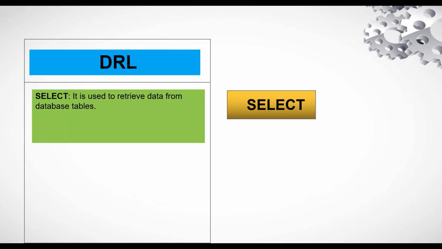Next is DRL. DRL is a simple one. Suppose you have created a table, you have inserted data into that. Now the user wants to see that data. So you have to retrieve this data from a database table. In this scenario, we will use the select command.